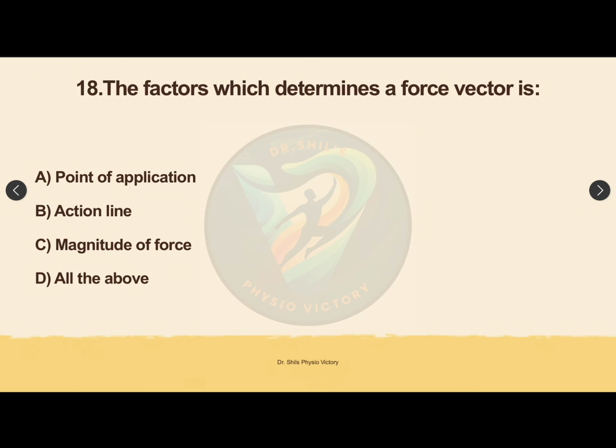Next question. The factors which determine a force vector are option A, point of application, option B, action line, option C, magnitude of force, and option D, all of the above. Here, the correct answer is option D, all of the above. A force vector is completely defined by three factors. One is the point of application, where force acts.